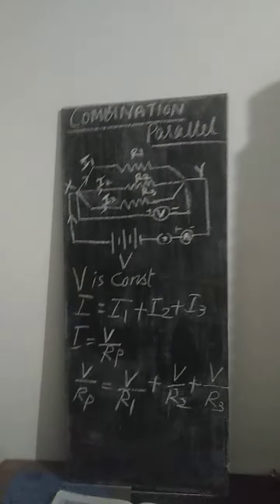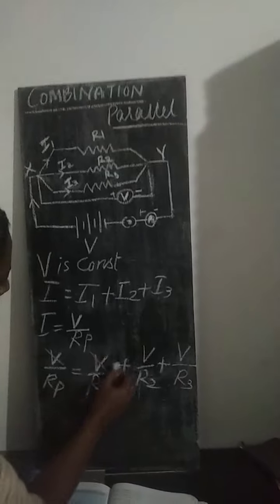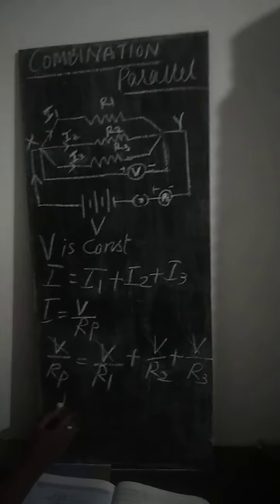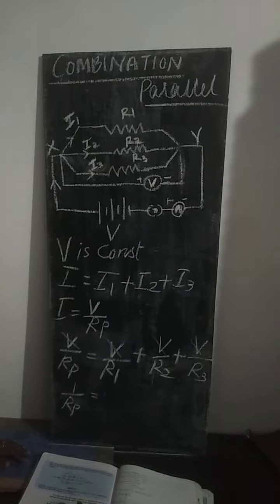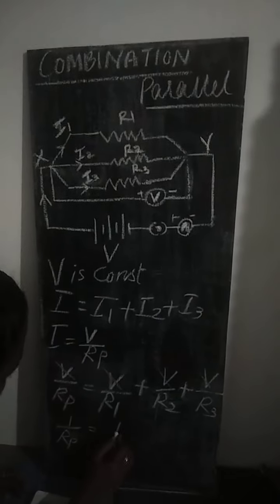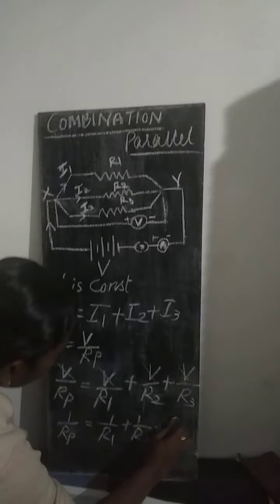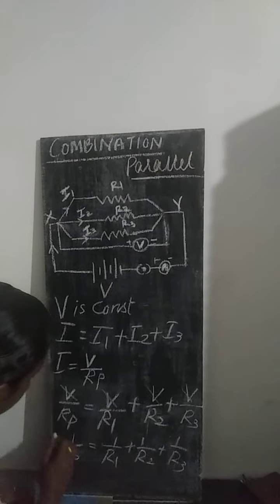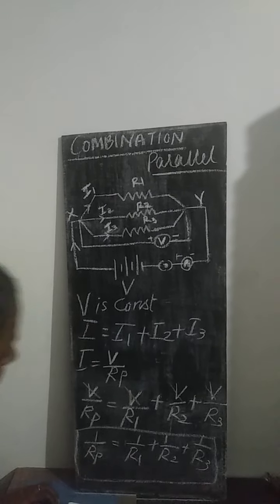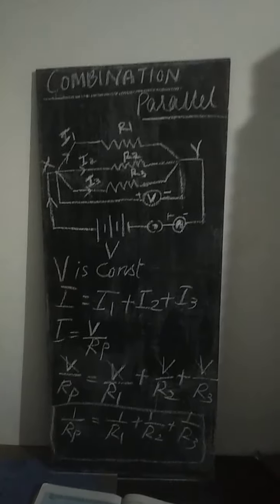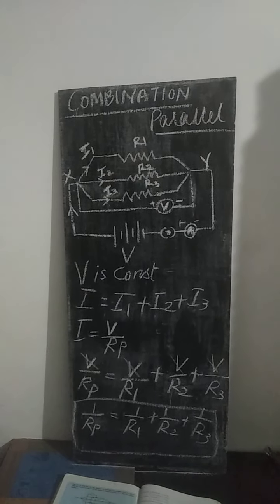So we applied Ohm's law in three different branches, and V is a constant, so we remove V from all the different terms. That is 1 by Rp, where Rp stands for total resistance in parallel mode, is equal to 1 by R1 plus 1 by R2 plus 1 by R3. And this is the equation used to calculate total resistance when three resistors R1, R2 and R3 are connected in parallel.